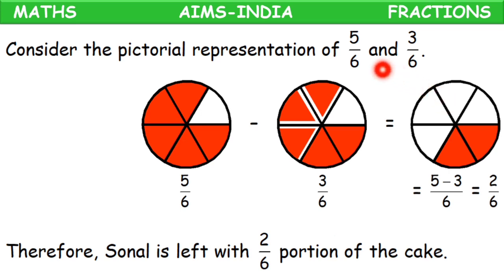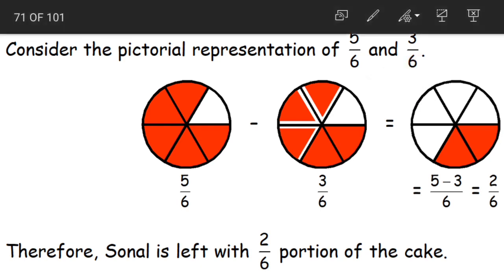Now consider the representation of 5 by 6 and 3 by 6 children. See this is 5 by 6 here. Look at the number of portions. We are having 6 portions, of which 5 are with Sonal. Next, now of this 5 she gave away 3 to her younger brother. Yes or no? Of this 5 she gave away 3 to her younger brother. Now if you remove these 3, what are we left with? We are left with only 2 portions.